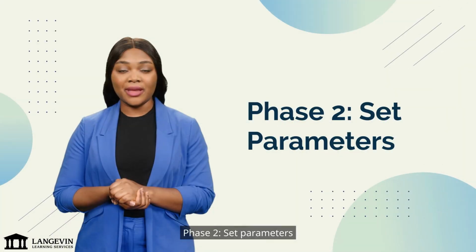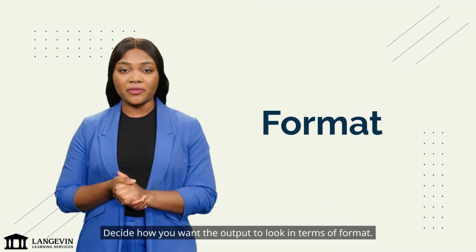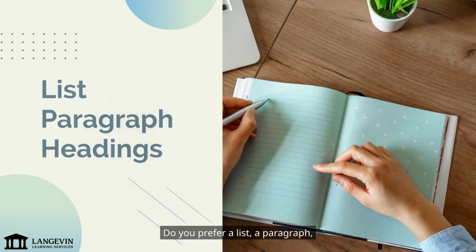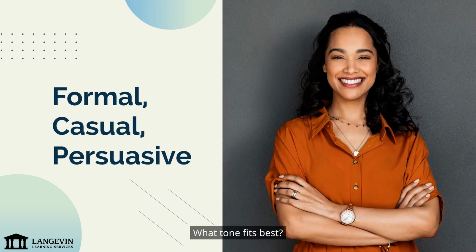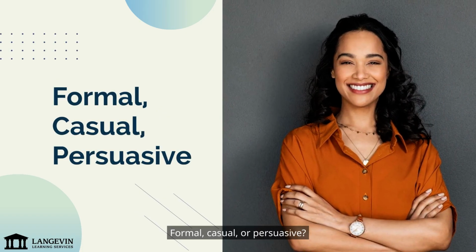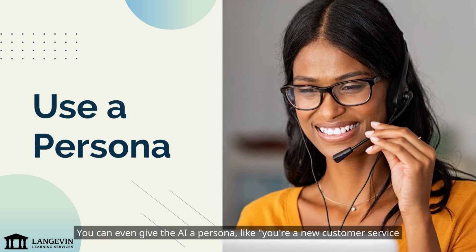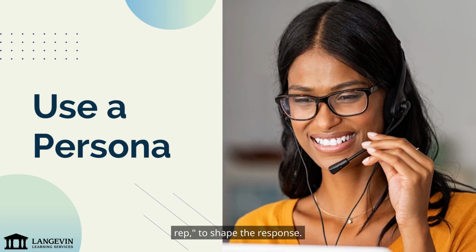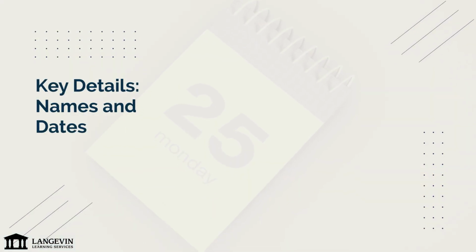Phase 2. Set parameters. Decide how you want the output to look in terms of format. Do you prefer a list, a paragraph, or headings? What tone fits best: formal, casual, or persuasive? You can even give the AI a persona, like you're a new customer service rep, to shape the response. Add any key details like names or dates.